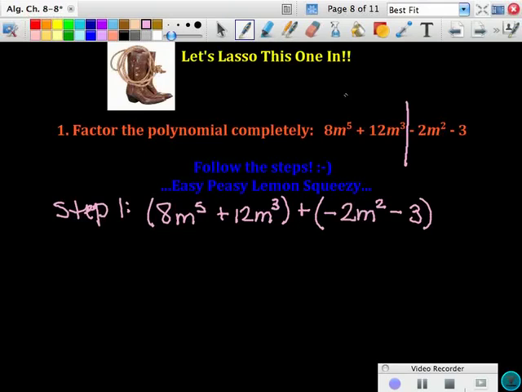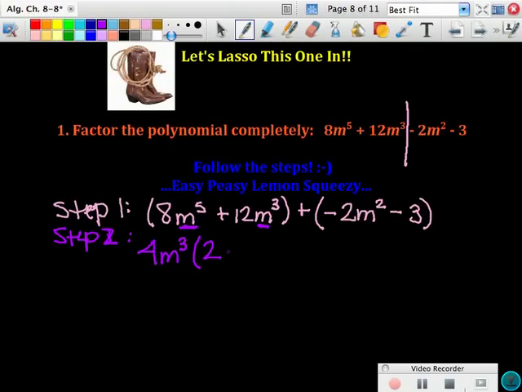All right, then we move on to step 2. Step 2 was to take out the GCF. So what do these have in common? Well, first of all, look at your variables. They each have m to the 3rd. Now, as far as the numbers go, the coefficients, they are both divisible by 4. So when we divide 8 by 4, you get 2. M to the 5th divided by m to the 3rd, you get m squared, plus 12 divided by 4 would give you 3.